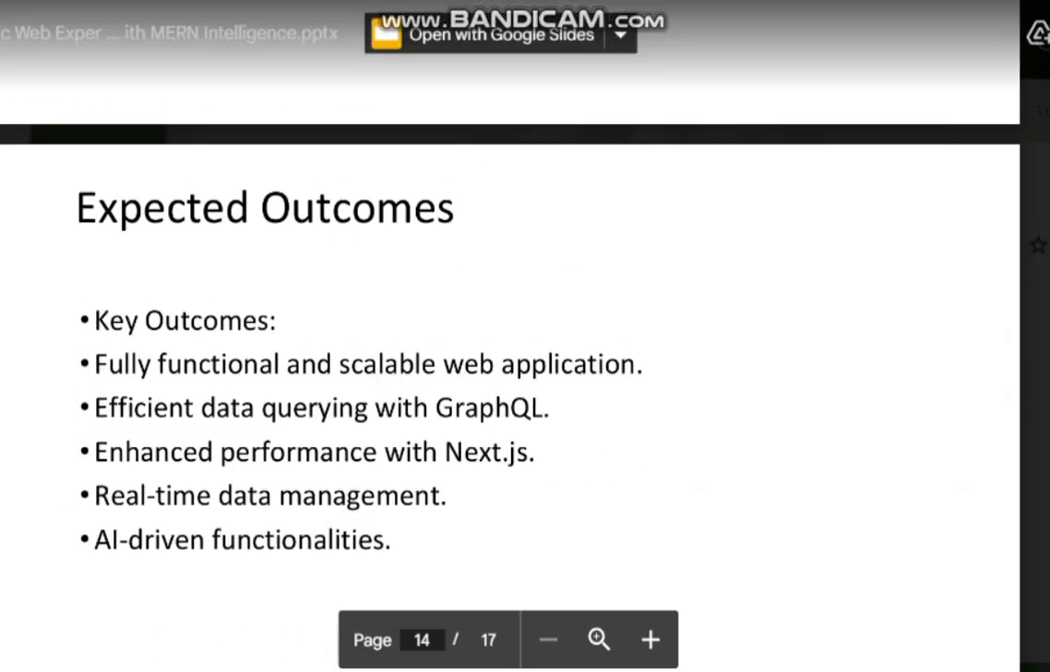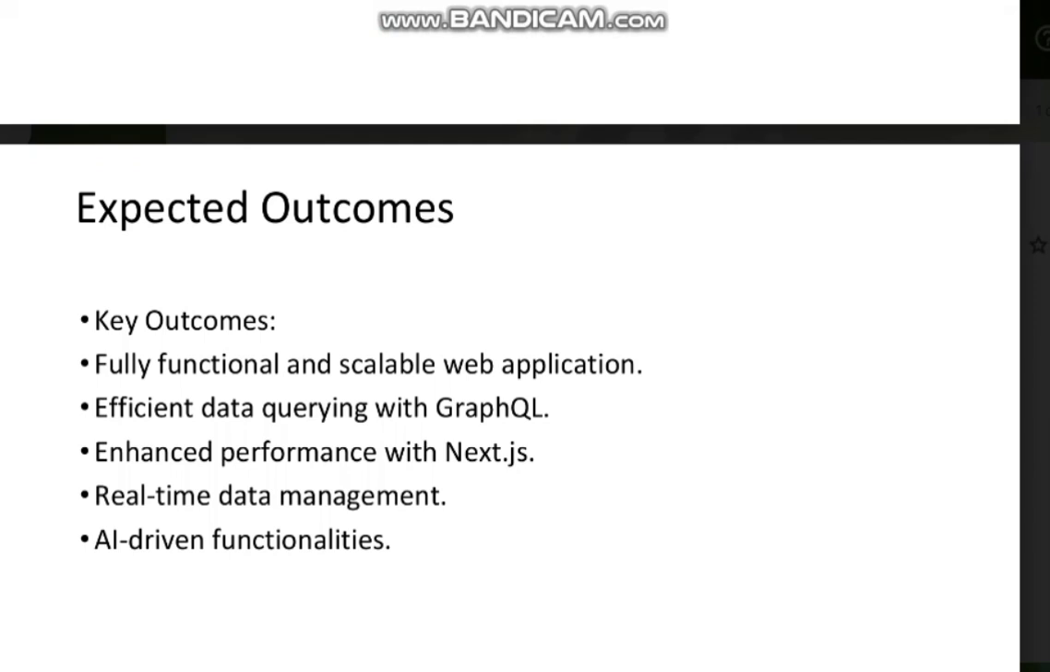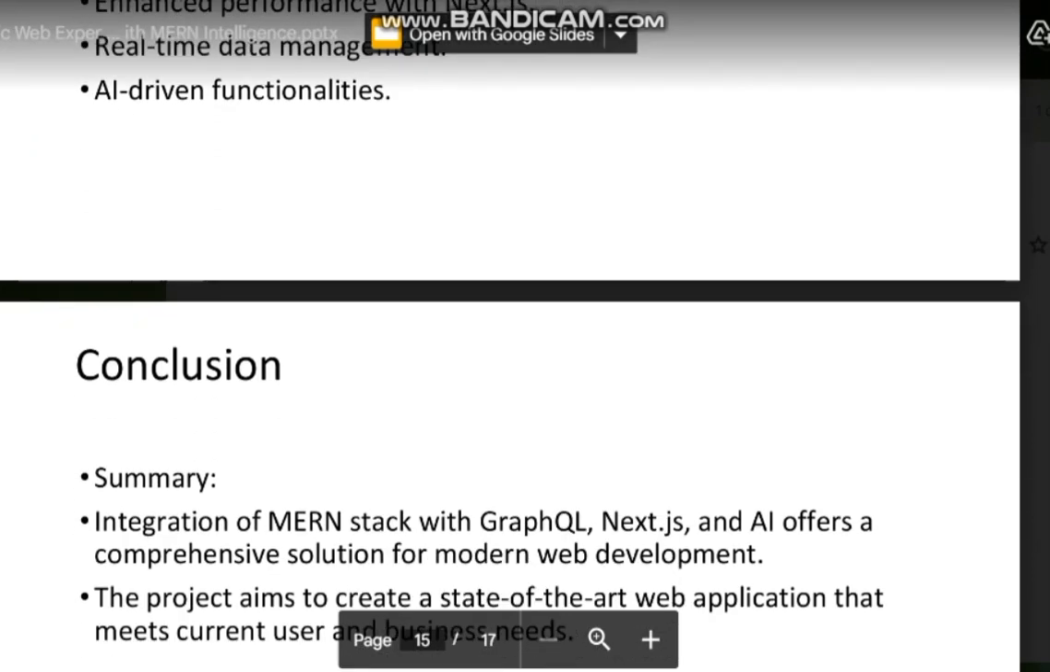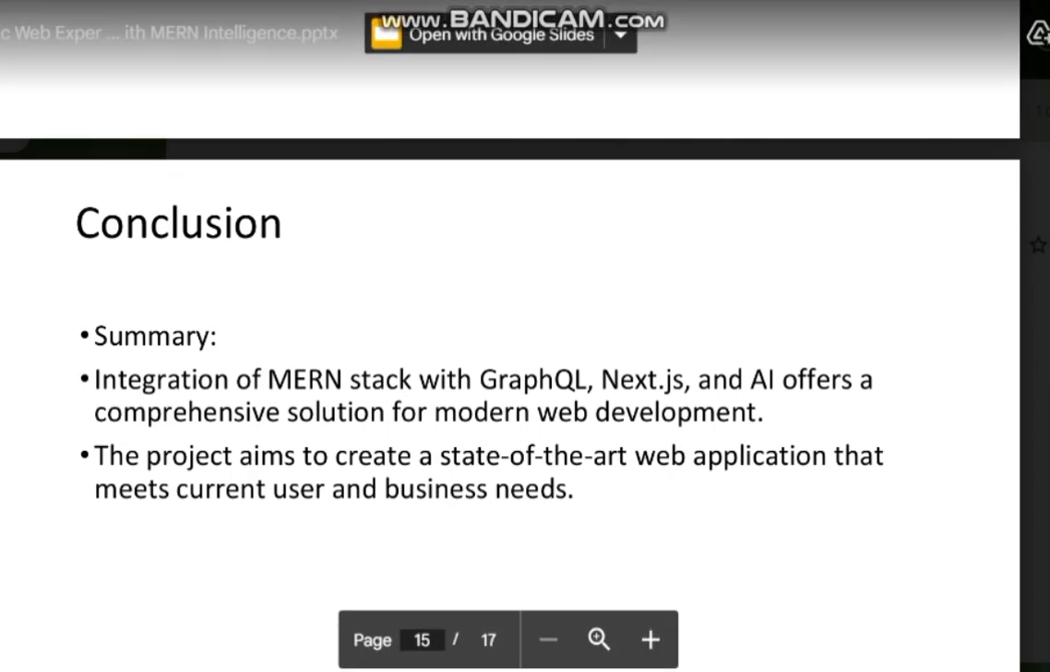So now let's see the expected outcomes, key outcomes for functional and scalable web applications. It will work out like efficient data querying with GraphQL, enhanced performance with Next.js, real-time updates, data management, and AI-driven functionalities. So this is a conclusion summary.